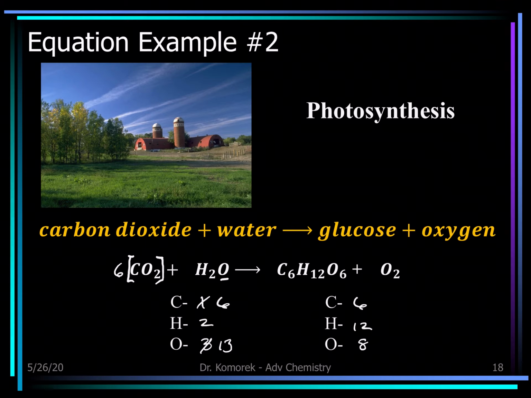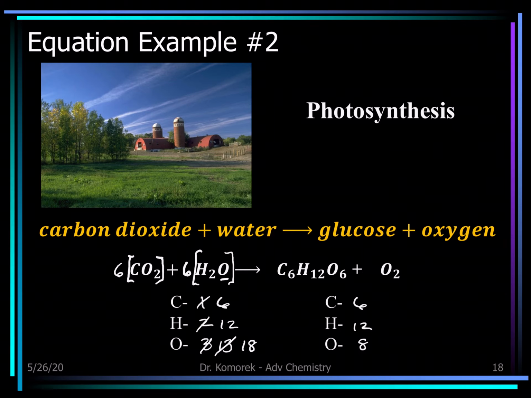Carbon's taken care of, go to hydrogen next. You started with 2, you finished with 12. So 6 times the 2 waters will give me the 12 hydrogen I need. But remember, we're multiplying it all the way through. So that's 12 hydrogens, but now that's 6 oxygens. 6 oxygens with water, 12 oxygens with carbon dioxide gives us a total of 18 oxygens.